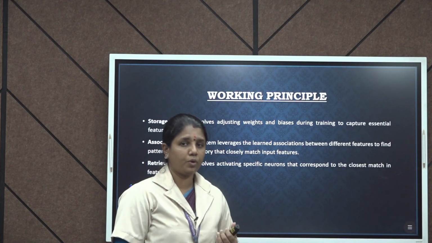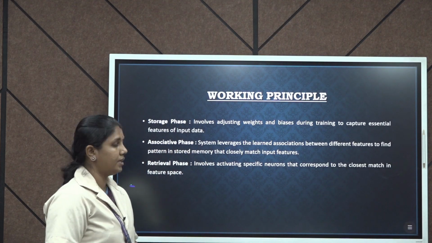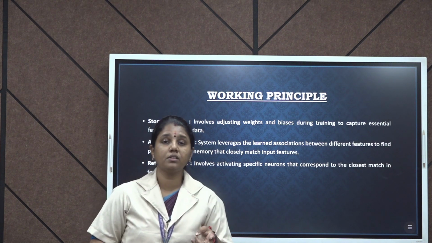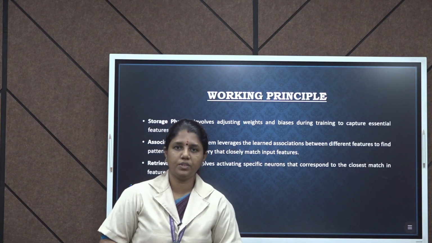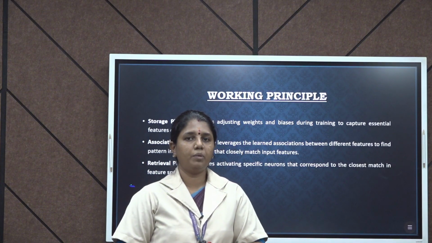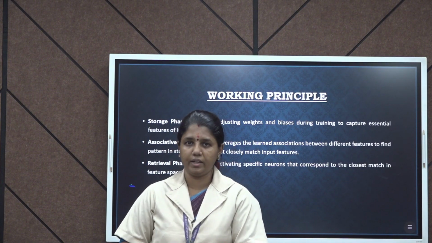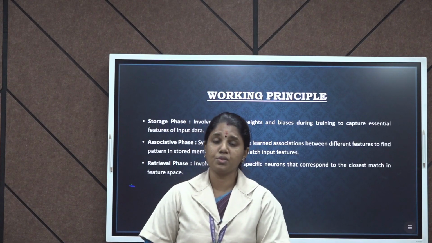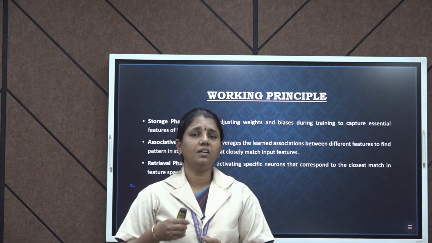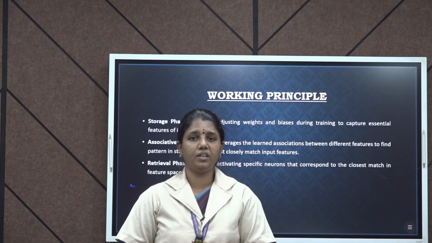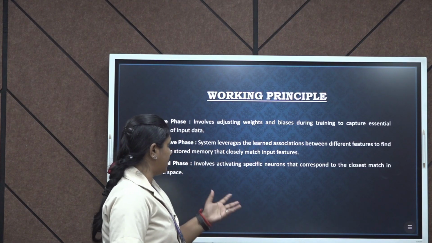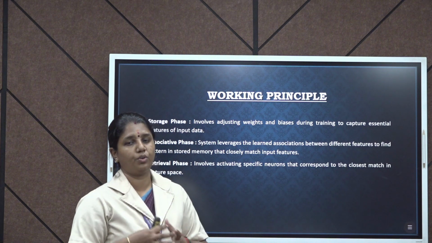Then this is the working principle of associative memory network. There are three phases: storage phase, associative phase, and retrieval phase. In the storage phase, as we already know, the input data is stored, so the learning of the input patterns is the storage phase. The next one is the associative phase, where we learn the training. During the training, we learn about the input data, which is known as the associative phase. And the retrieval phase is nothing but retrieving the closest match of the data.